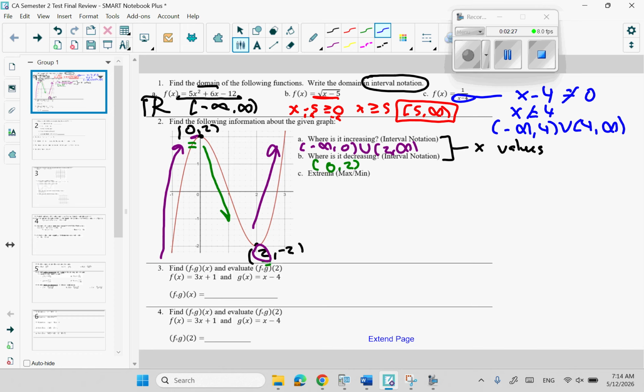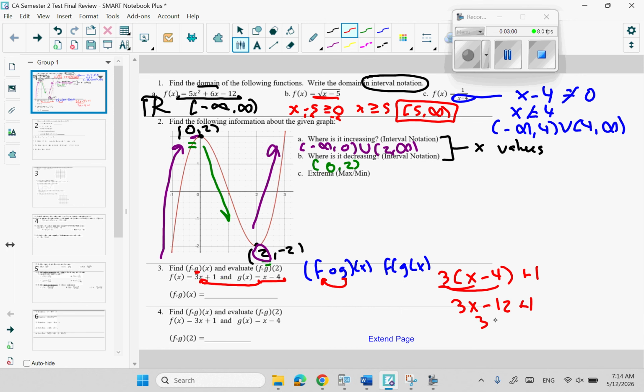f of g, or f of g of x, are the same thing. Whatever the second equation listed, so in this case the g, it goes into the first equation. So I'm going to take this entire thing, x minus 4, and replace this x with it. So we get 3 times x minus 4 plus 1. Distribute the 3, 3x minus 12 plus 1. So we get 3x minus 11 would be our function.